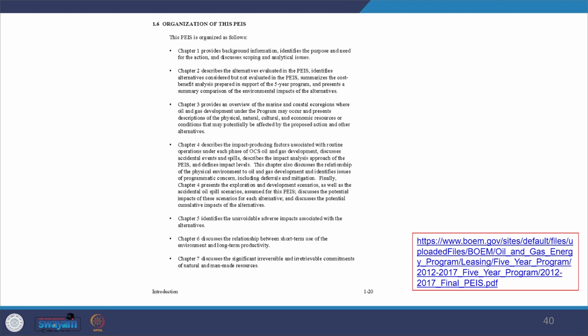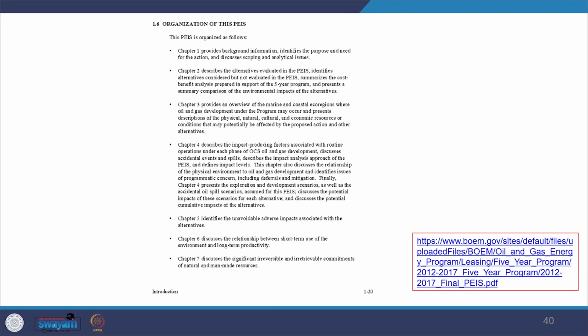Then you also have chapter 4 here, which describes impact producing factors. So which are the factors which are producing impact with routine operations. So that has been undertaken here, and then it discusses the relationship of the physical environment to oil and gas development, and then it provides exploration and development scenarios, as well as the accidental oil spill scenarios, and whatever different assumptions they have made in the impact statement.